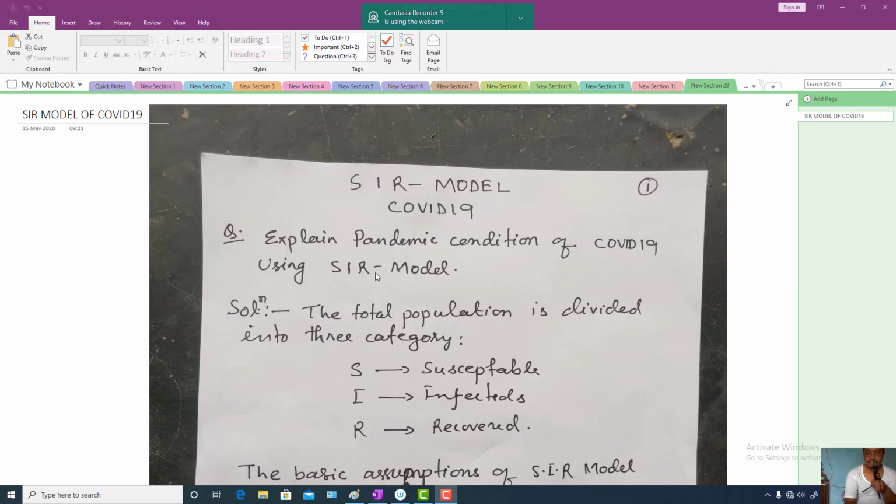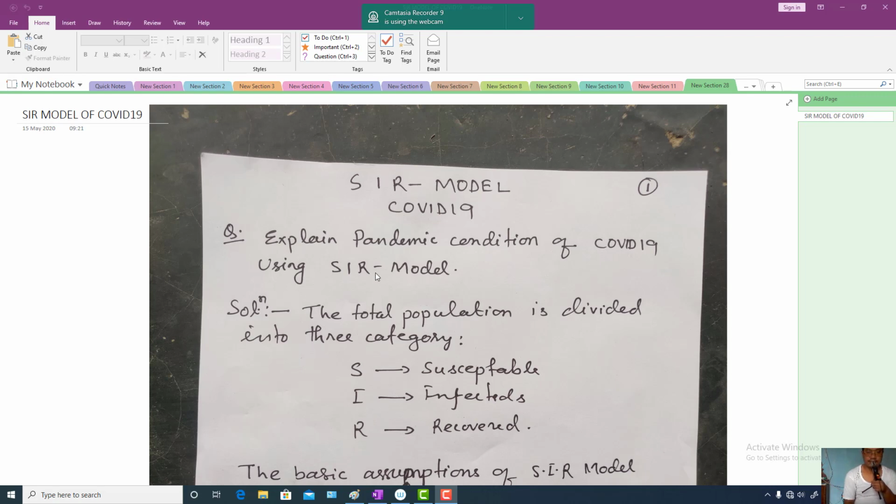My dear student, today I will be talking about the SIR model of COVID-19. This is the starting of Unit 3. Unit 3 is all about mathematical modeling of diseases or population of species. So that is what we'll be talking about today.